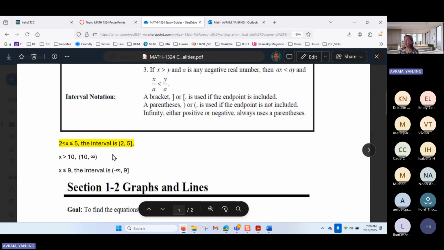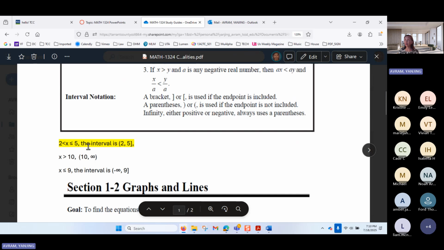So how do you write down the interval notation? Some people are still struggling. You either use the bracket or parenthesis, right? And if you don't have an equal sign, you use the parenthesis. If you have an equal sign, like x less than or equal to 5, on 5 you will need to use a bracket, okay?